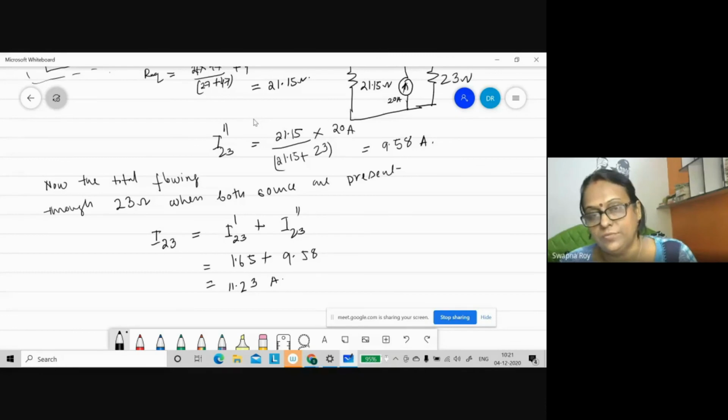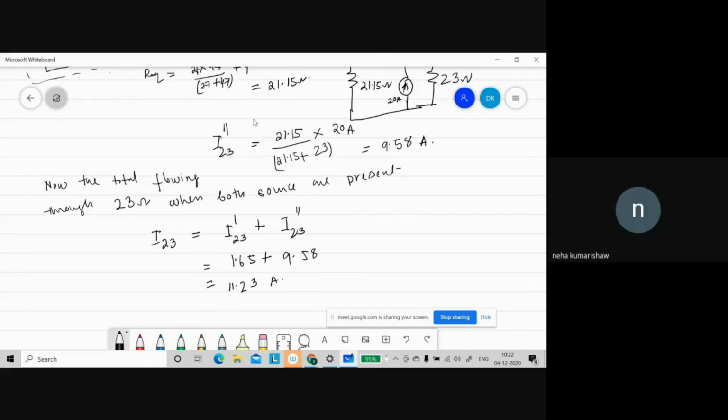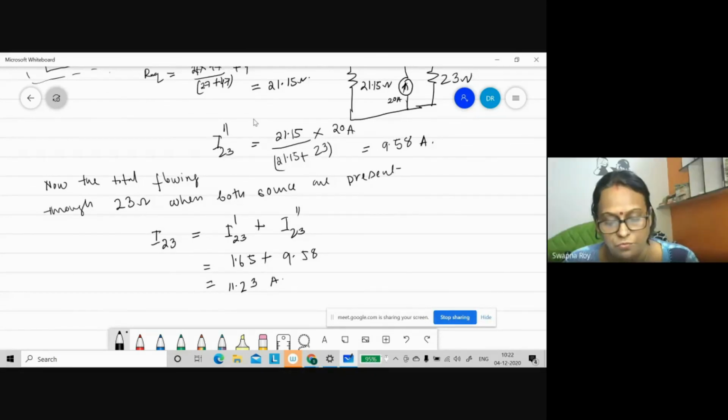Now I think this concept of superposition theorem is clear. We have to use one source at a time.